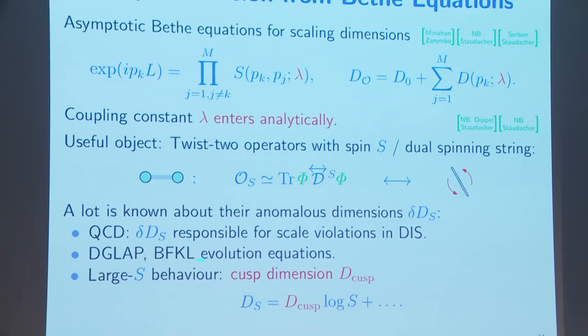And what's nice here is you can look at the large S behavior. That's when you turn the string slightly longer, or take the long string limit of that. You can also view it as pulling these two fields slightly apart. But the nice thing is that the anomalous dimension then has a particular scaling behavior, and the leading term goes like log of the spin, and the coefficient in front is called the cusp dimension, and that's just a number which you can in principle compute.